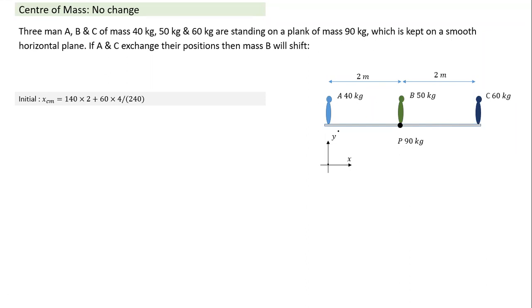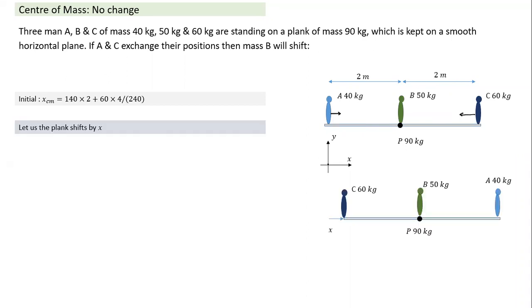Now what happened? After this, they started moving. This one has moved in the other direction. It doesn't matter in which order they move; it may take a little more time. But finally, let's assume they have interchanged positions, and during this process the plank has shifted by a distance x. So the plank and B are both shifted by distance x. The displacements of the plank and B are the same because B has not moved relative to the plank.